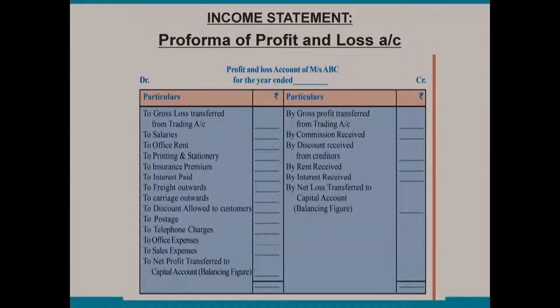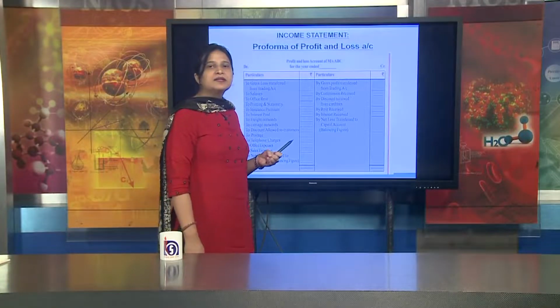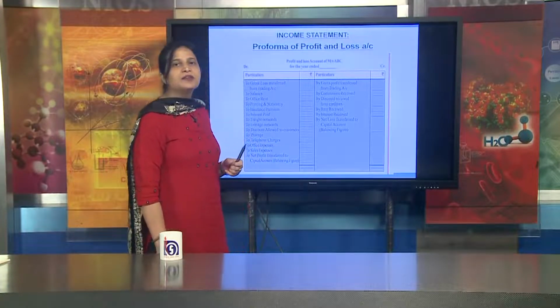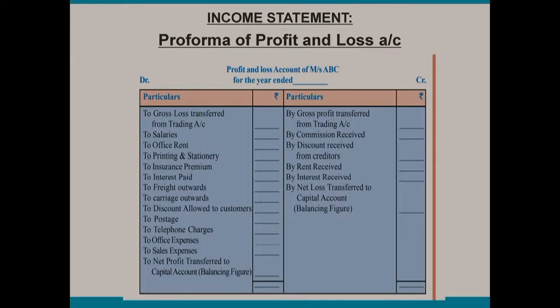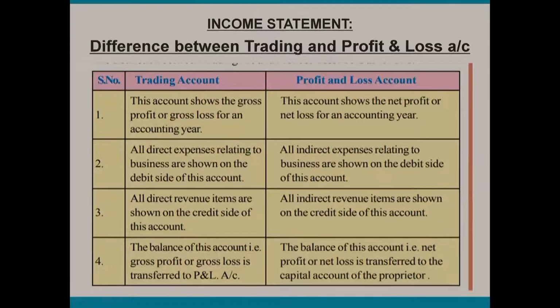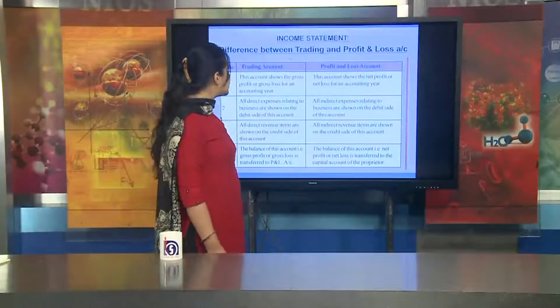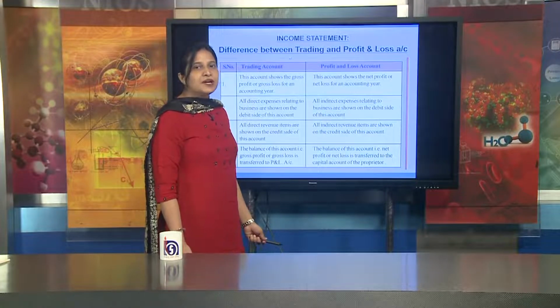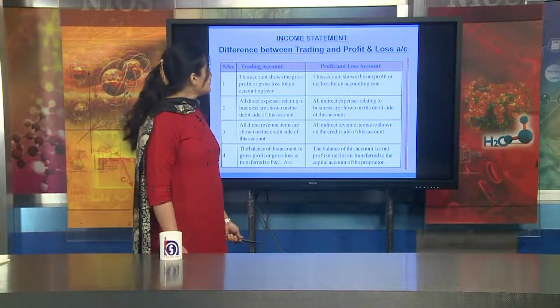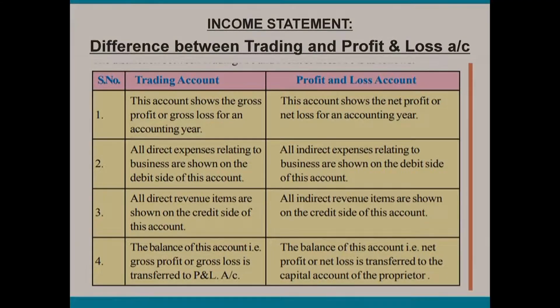So till now you were learning about the income statement, which comprised two parts, that is the trading account and the profit and loss account. But after this you will be preparing a position statement. Before we move to the position statement, let us also learn the difference between the trading account and the profit and loss account. So the trading account, if you see, shows gross profit or gross loss.